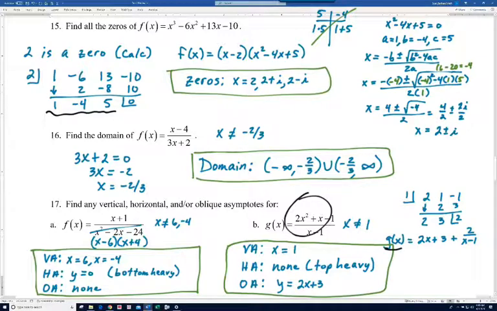So in this function g, if x were really big, say 1,000, and as x gets bigger and bigger, this would be 2 over 1,000 minus 1. 2 over a really big number is going to get closer and closer to 0. So as x gets really big, this graph is going to get closer and closer to y equals 2x plus 3 because this part goes to 0. So that's the basic idea. And the same is true when x gets really big negative. All right, let's move on to the next problem.